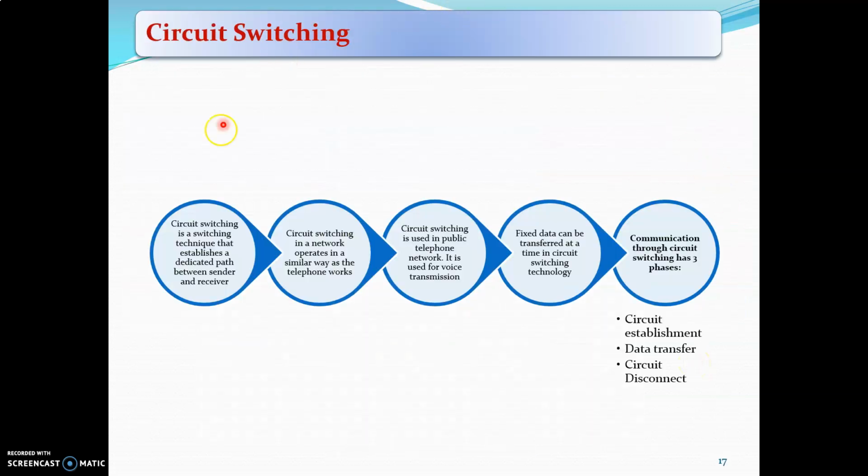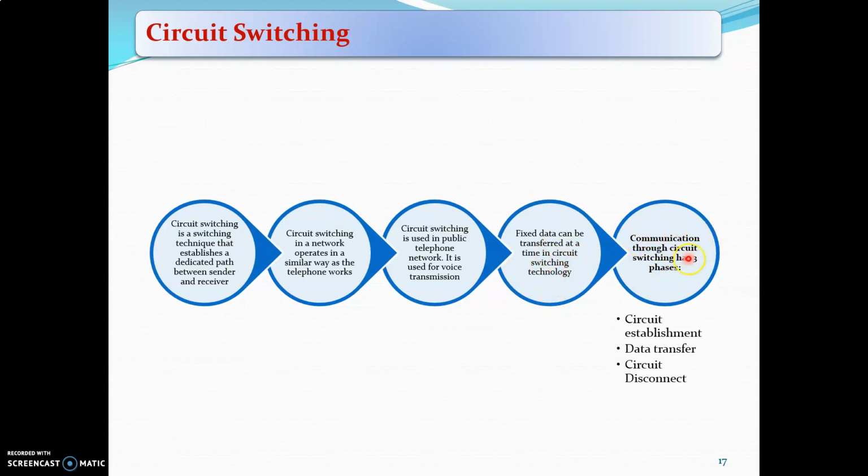First we see circuit switching. Circuit switching is a switching technique that establishes a dedicated path between sender and receiver. Circuit switching in a network operates in a similar way as the telephone network. The best example for circuit switching is the public telephone network. It is used for voice transmission. Fixed data can be transferred at a time in circuit switching.